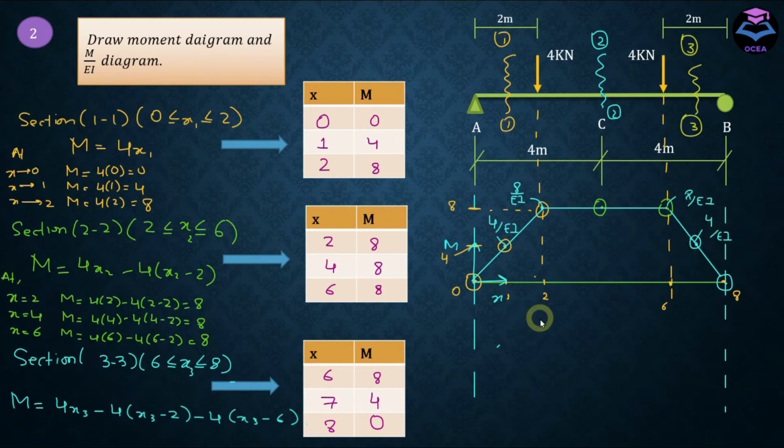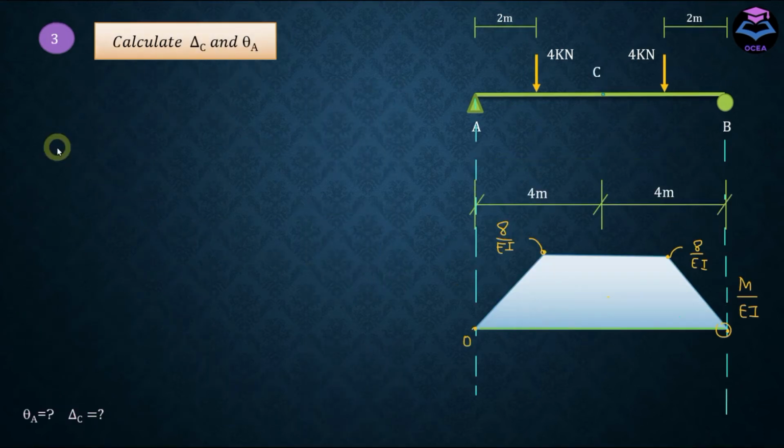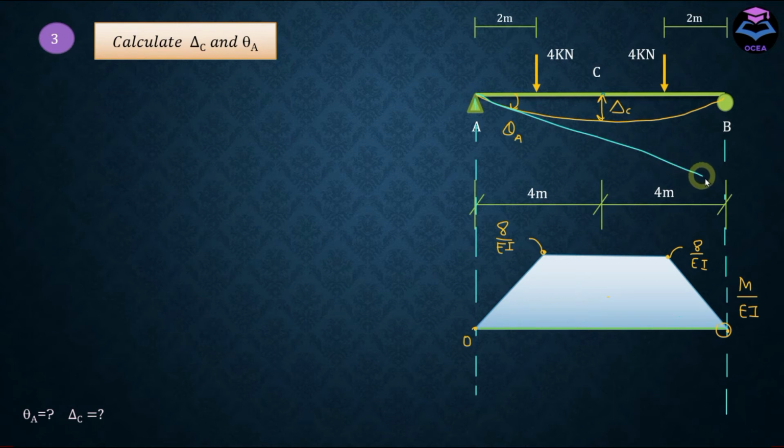Okay, now we are in a position to apply the theorems of the moment area method. The objective in our question was to determine delta C, that is deflection at point C, and slope theta A, that is the slope at point A. So if this is the elastic curve for this loading, for this beam, then this is theta A, and this is delta C that we are interested in finding out. And let's say this is the tangent extending from point A.